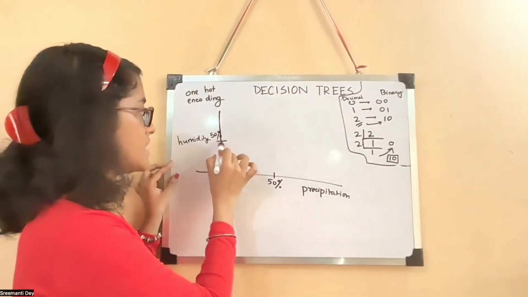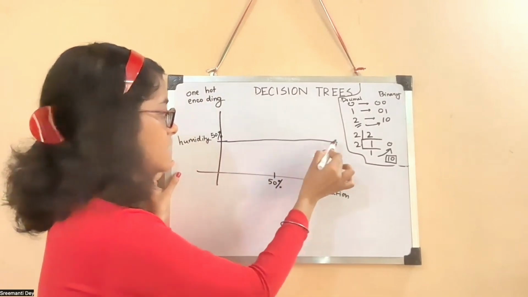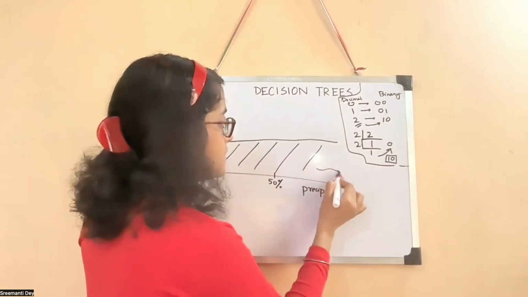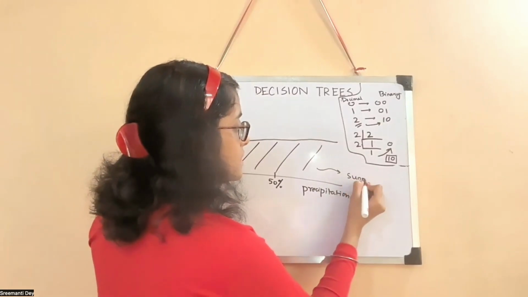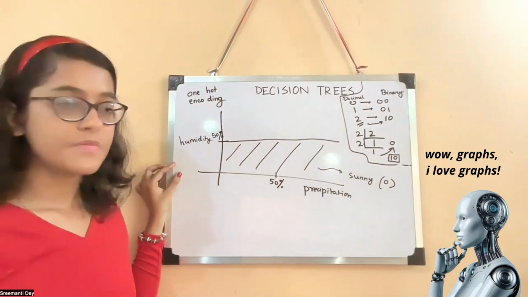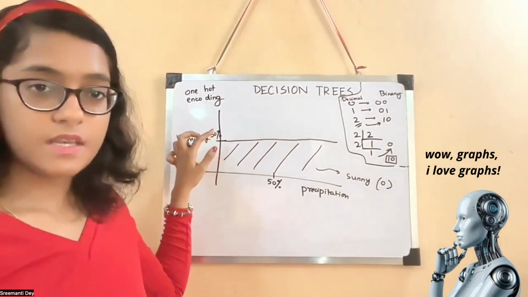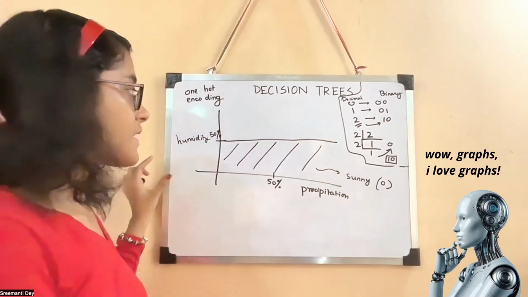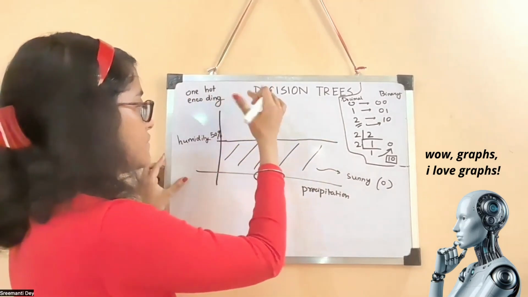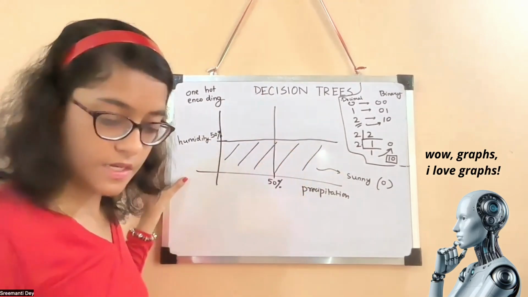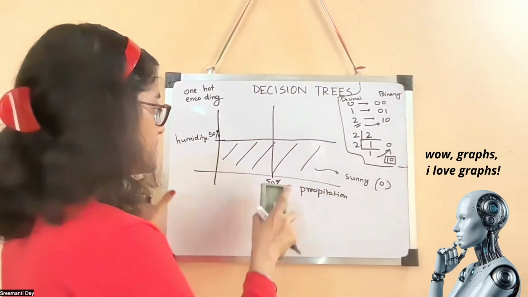If humidity is less than 50%, regardless of precipitation, this entire region is sunny, or class 0, right? This is very easy to understand. Less than 50% humidity, this entire region is sunny. Great. Now when humidity is greater than 50%, then precipitation comes into play. So this one, let me just remove this because it is not needed.